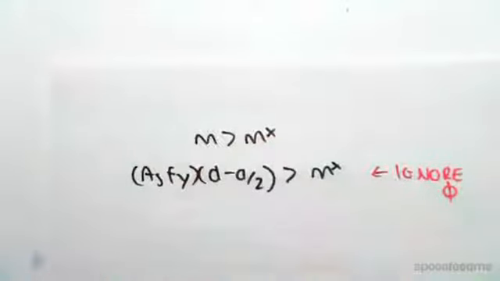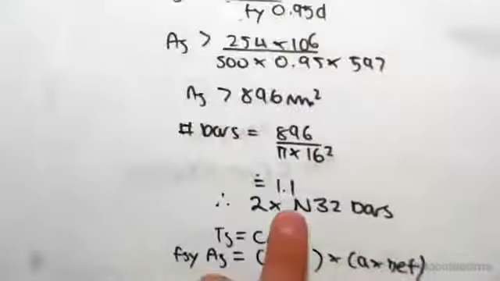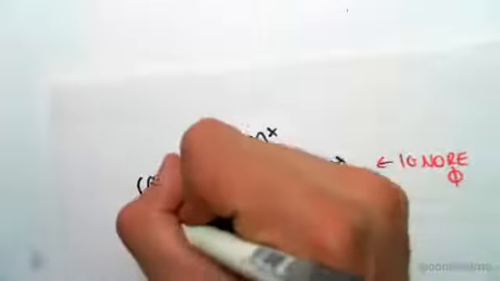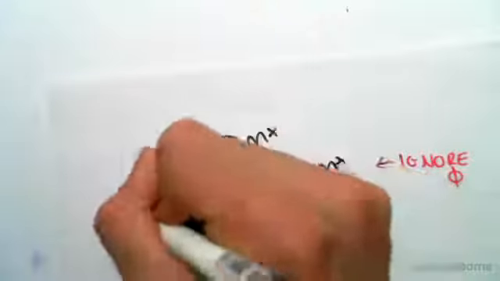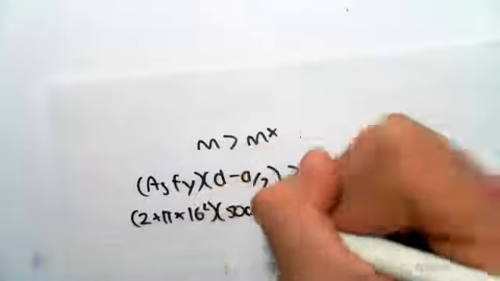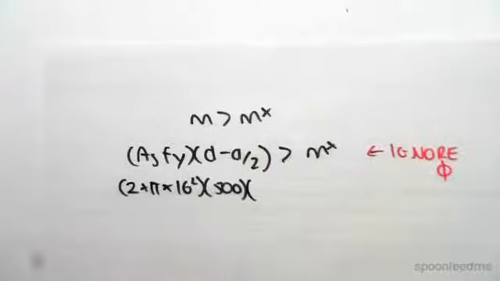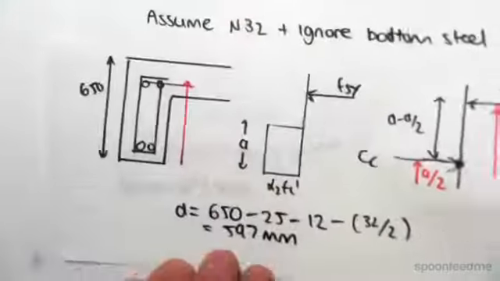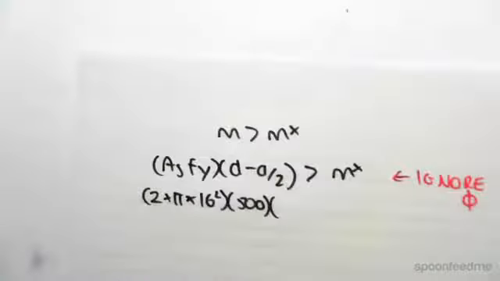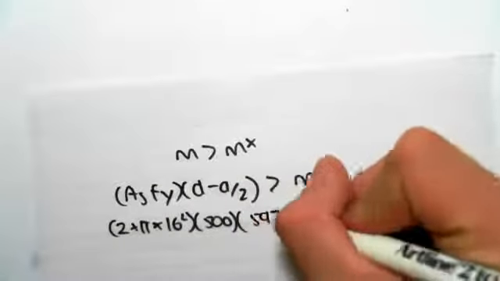So subbing in for everything, we assumed 2 N32 bars, so we're going to be doing 2 by pi by 16 squared is the area, times the yield stress of steel, 500 MPa, outside of d. d was 597 minus a on 2.